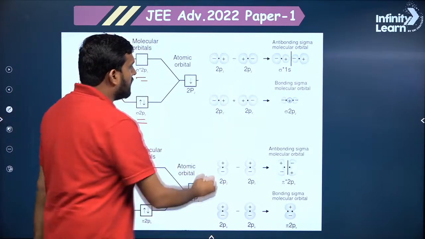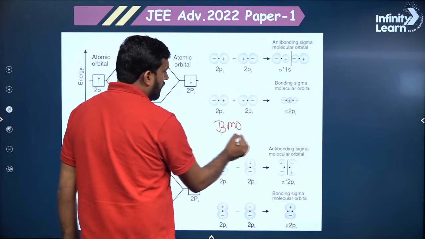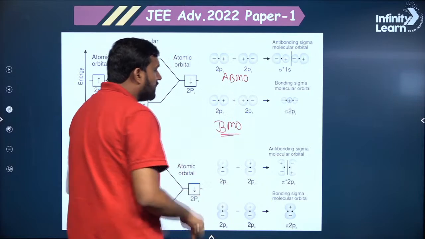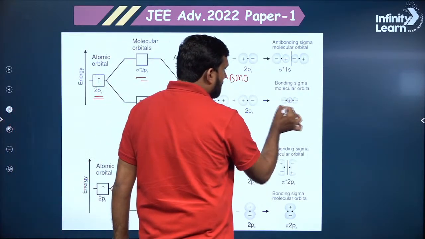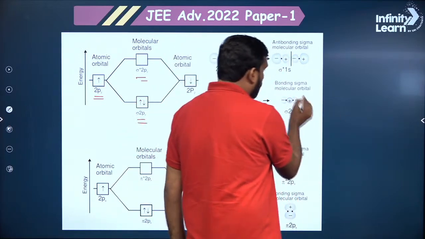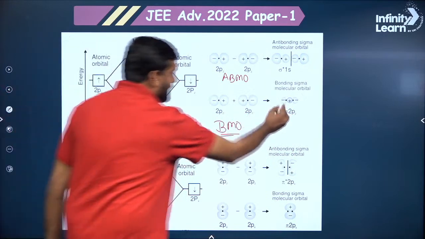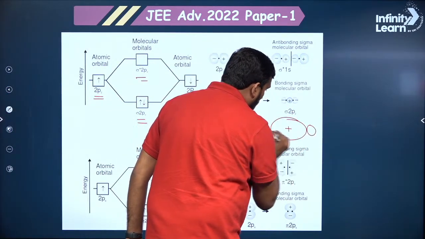Okay, so the second one is basically the bonding MO, and this is basically the anti-bonding MO. Now the problem with the bonding MO in this question is that, if you look closely into this, you will say that it looks like this. There are the positive lobes and two small negative lobes.